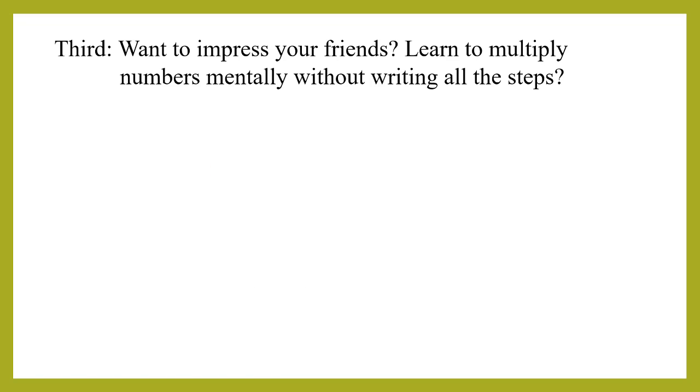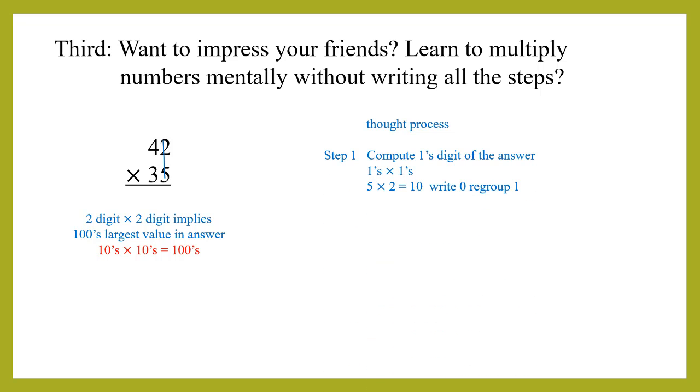All right, third, you want to impress your friends? Learn to multiply numbers mentally without writing all the steps. Let's take a two-digit number times a two-digit number. For example, 35 times 42. We're talking two-digit times two-digit, so this implies hundreds is the largest value in your answer, because tens times tens equals hundreds. So first, step 1, compute the ones digit of the answer.